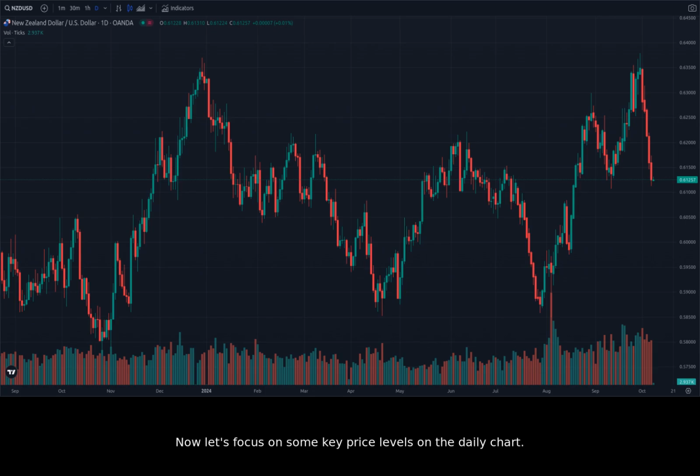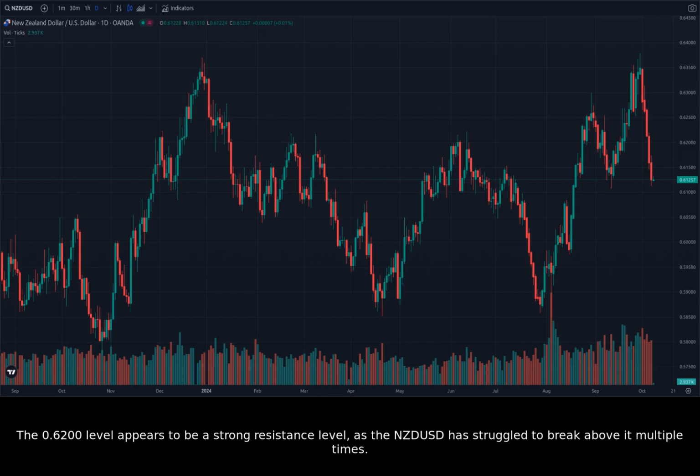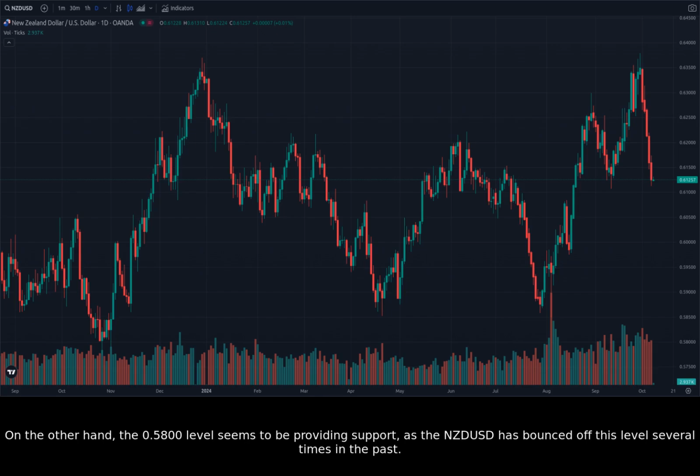Now let's focus on some key price levels on the daily chart. The 0.6200 level appears to be a strong resistance level, as NZDUSD has struggled to break above it multiple times. On the other hand, the 0.5800 level seems to be providing support, as NZDUSD has bounced off this level several times in the past.